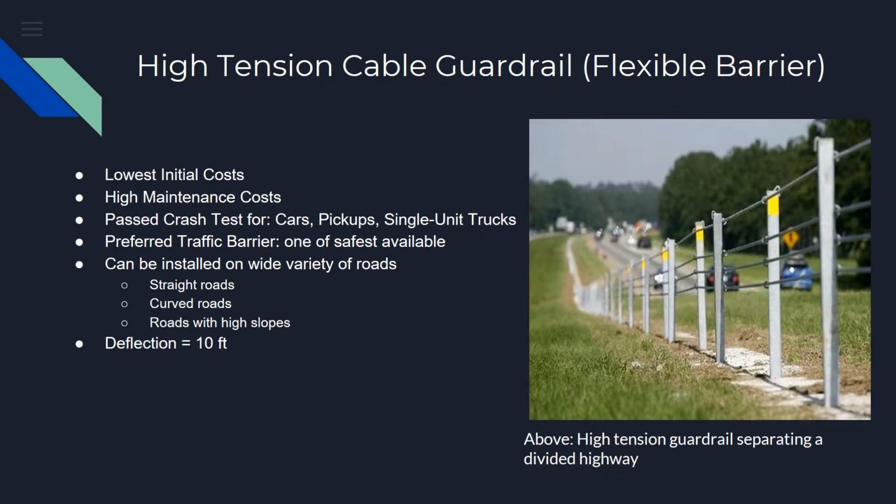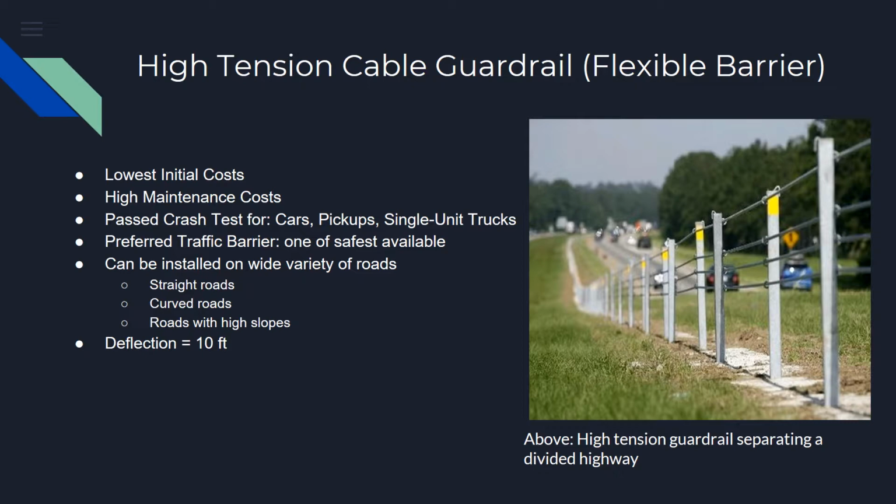High-tension cable guardrail is a flexible barrier system that consists of tension steel cables held by weak steel posts. It can be installed on straight, curved, and steep roads. When a vehicle impacts the guardrail system, the post will bend or break away, leaving the cables to do most of the work. Due to its flexible nature, the forces experienced by the driver tend to be lower than any other guardrail system. However, this flexibility also means the cables can deflect as much as 10 feet during a crash.